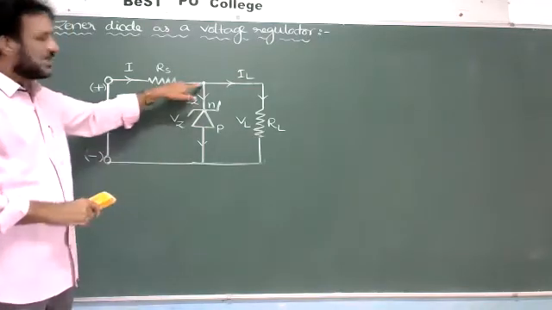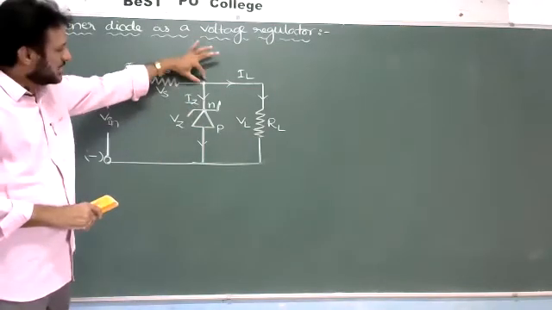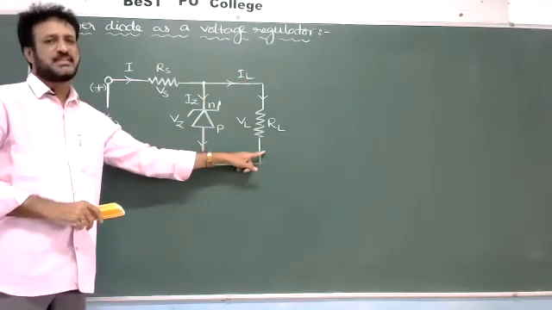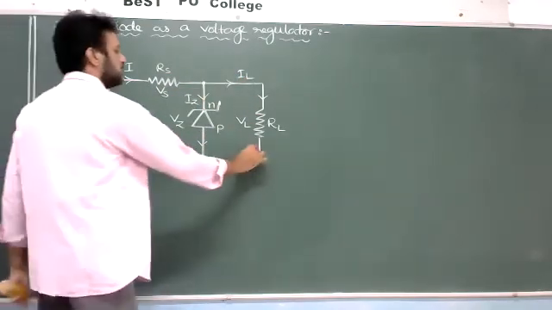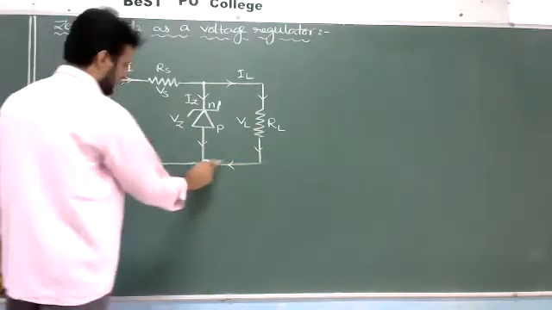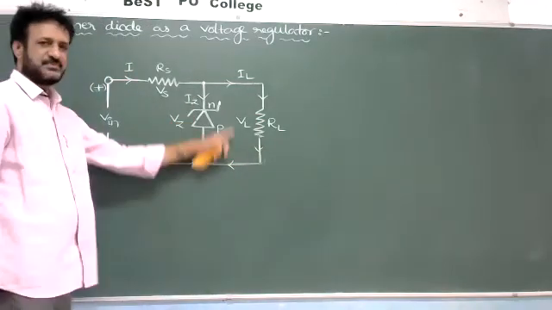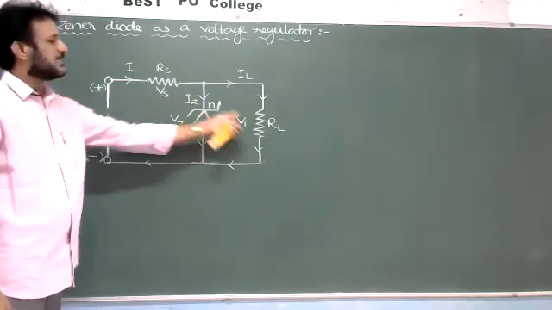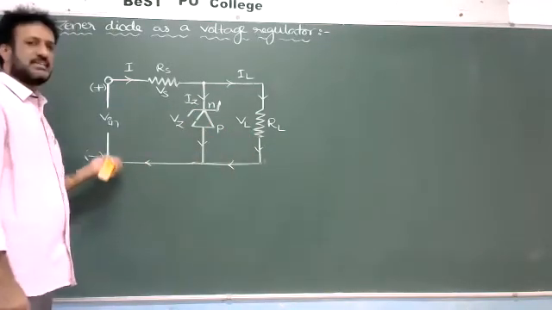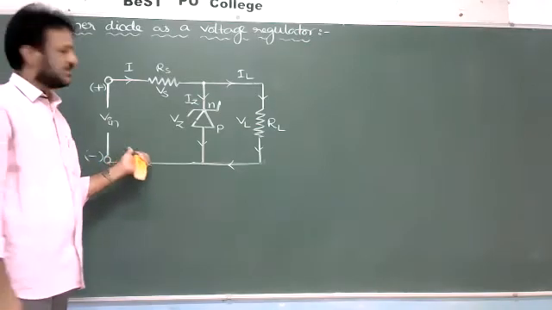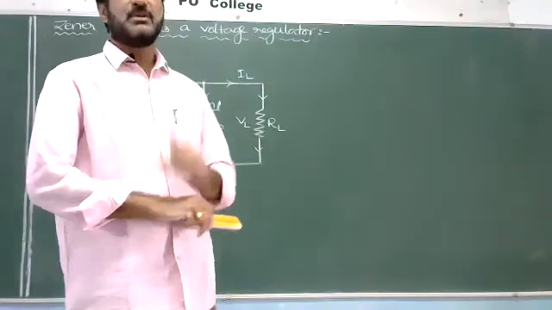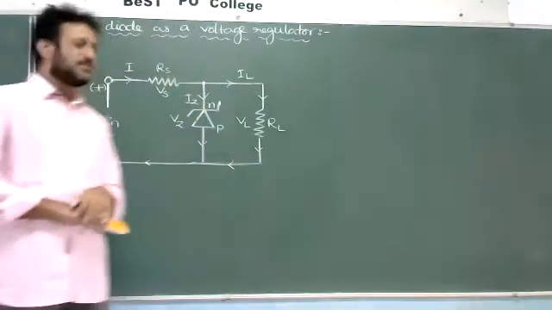So here the total current is divided into two parts. Some of the current flows through the Zener diode, and the remaining current flows through the load resistance. But both combine again here, so the total current is the same. The total current is equal to IZ plus IL, and that is I. That is the diagram. This diagram we have to draw in the exam. One mark for the diagram.